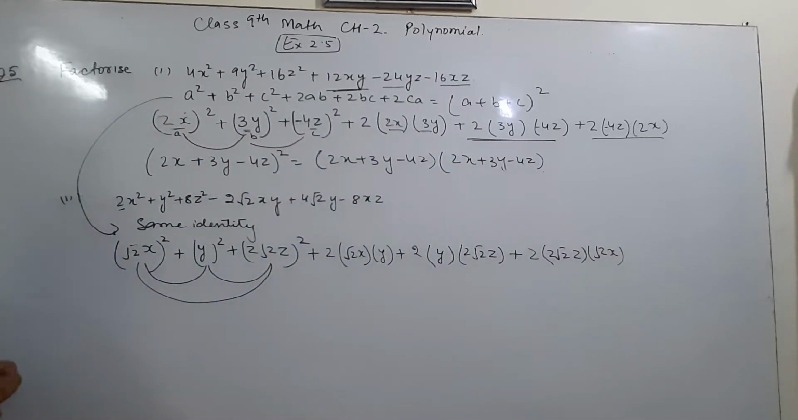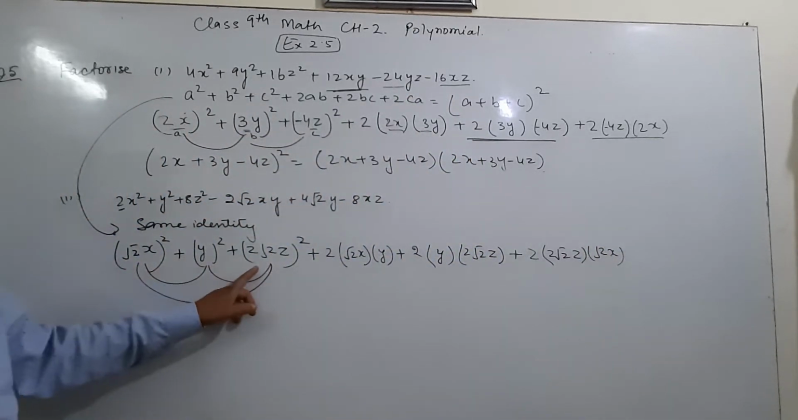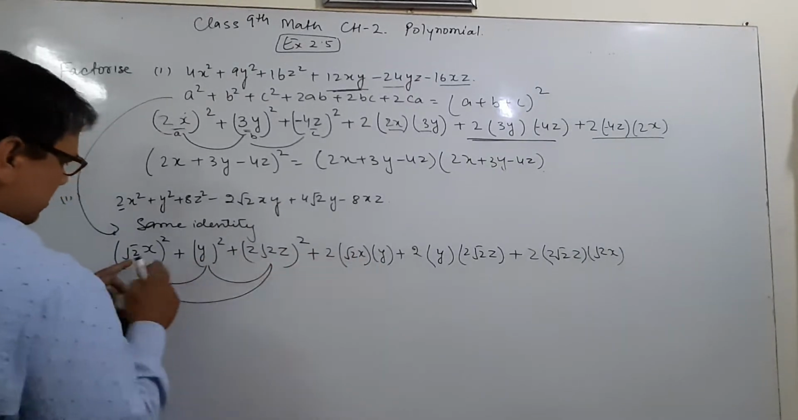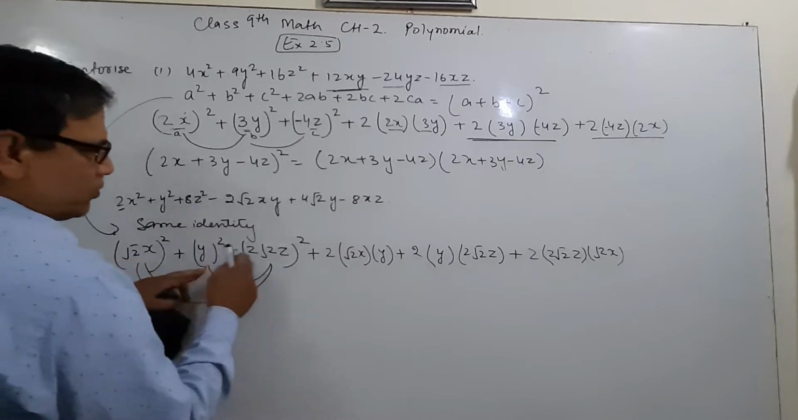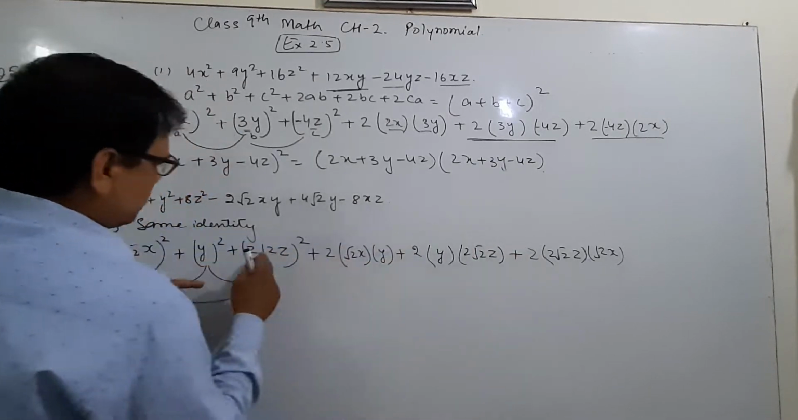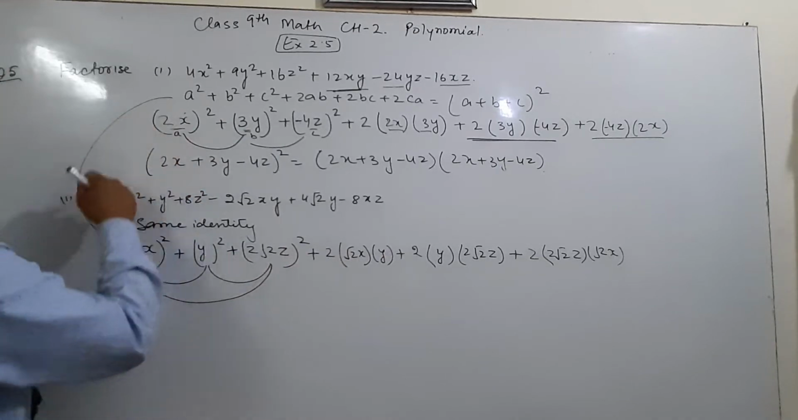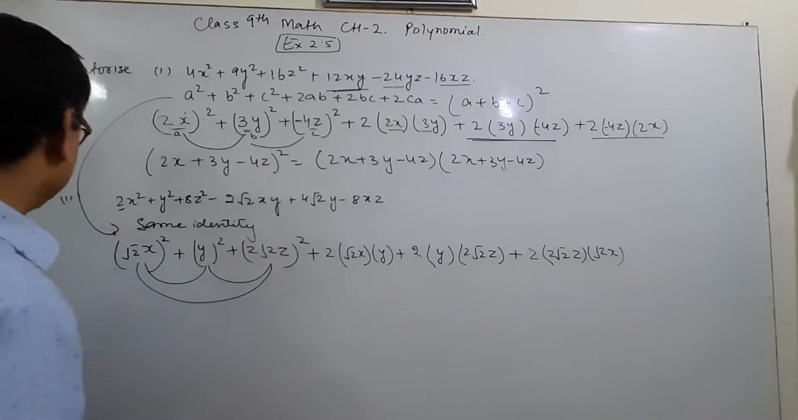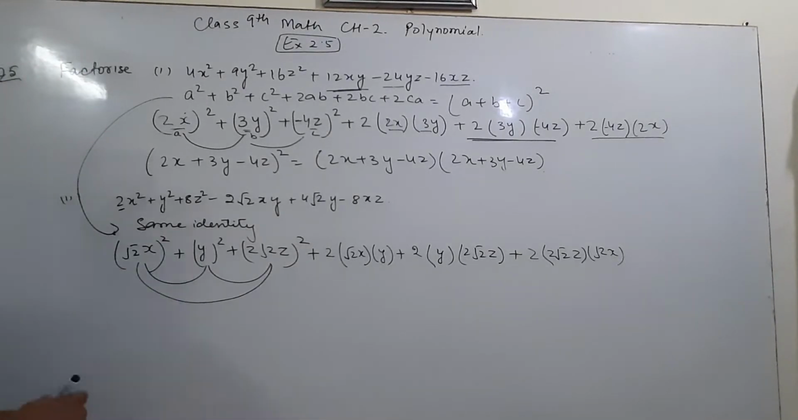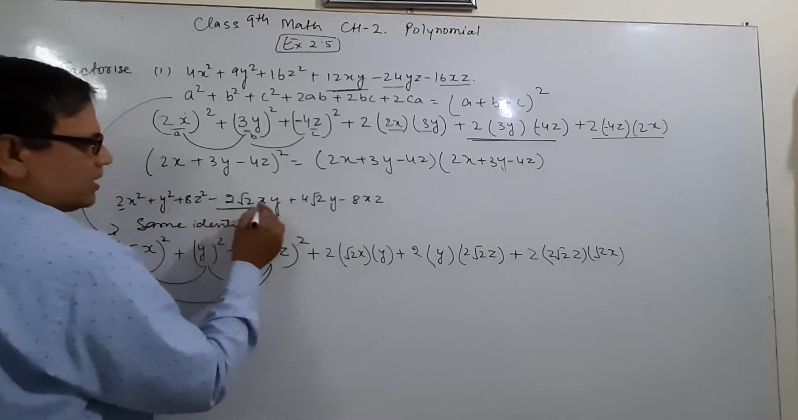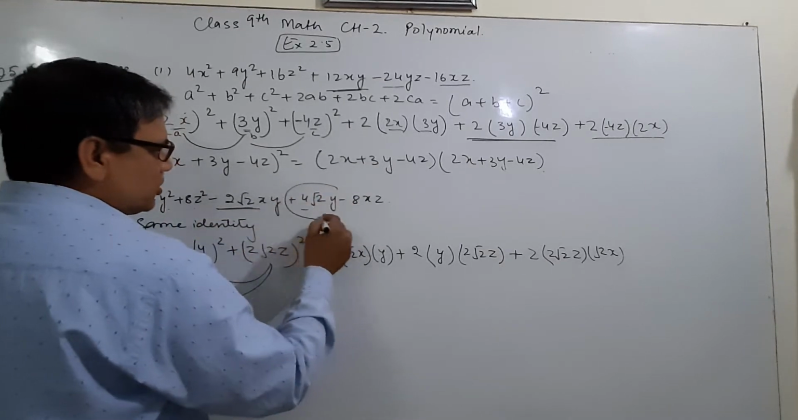a plus b plus c whole square equals a square plus b square plus c square plus 2ab, a into b, then 2bc, b into c, then 2ca, c into a. The same identity we have to apply. And now we have to check the signs, which is positive and which is negative. Here all will be positive because it's square. Here is negative, positive, and we have to check which one is positive.